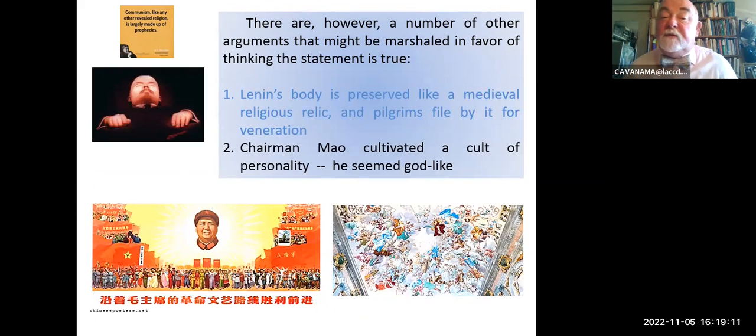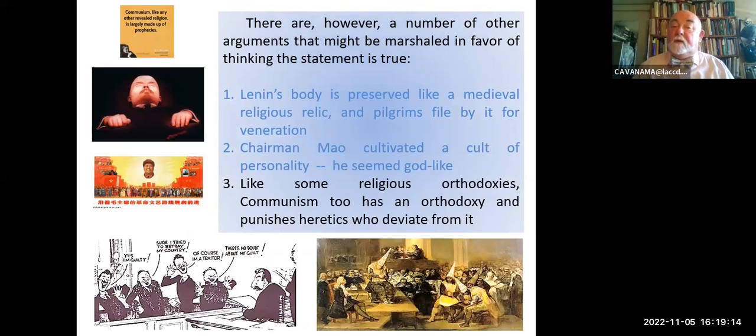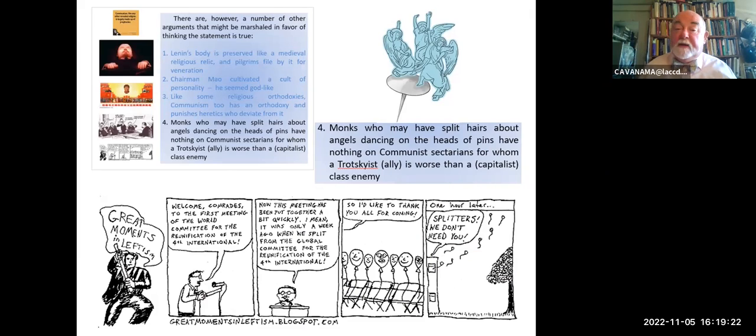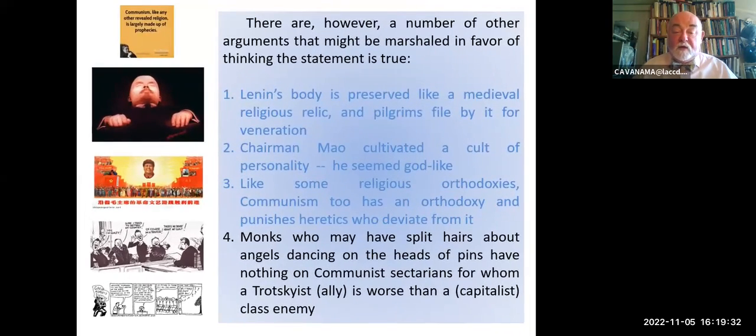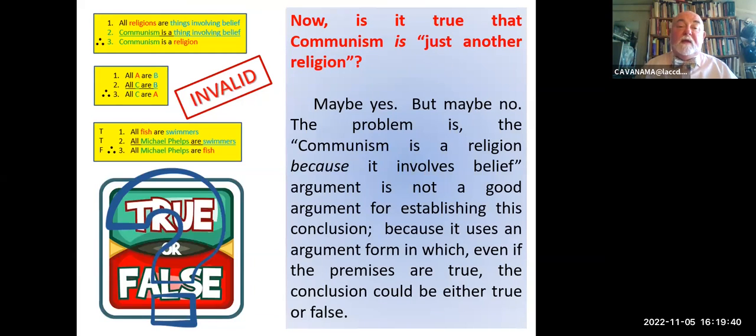Chairman Mao cultivated a cult of personality. He seemed godlike. Like some religious orthodoxies, communism too has an orthodoxy, and punishes heretics who deviate from it. And monks who may have split hairs about angels dancing on the heads of pins have nothing on communist sectarians, for whom a Trotskyist ally is worse than a capitalist class enemy. So there are a number of arguments one could adduce for the notion that communism is a religion. Maybe yes, maybe no. The problem is the argument that communism is a religion because it involves belief. That argument is not a good argument for establishing religion.